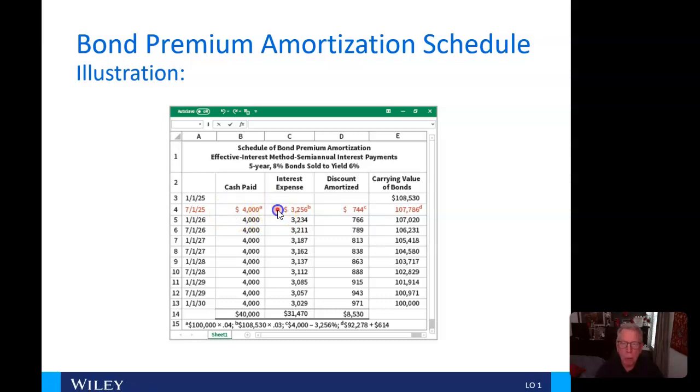Again, our interest expense is going to be less than the cash we paid. We multiply 108,530 times 3% to get $3,256 here. And that difference is what we amortize. This time, the premium is subtracted each period, and it ratchets down to $100,000 over the maturity life of that bond.